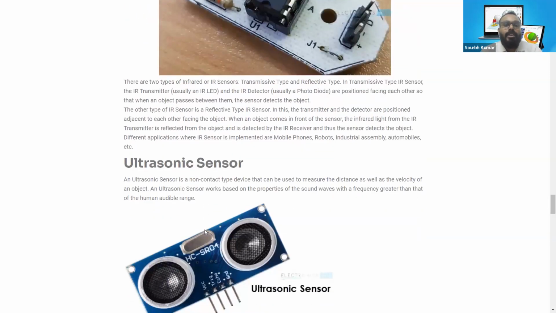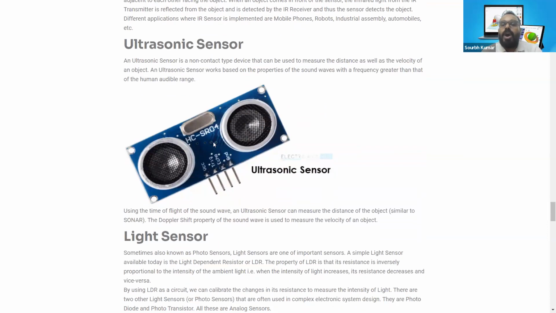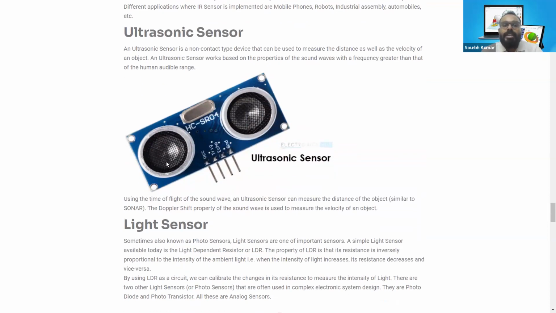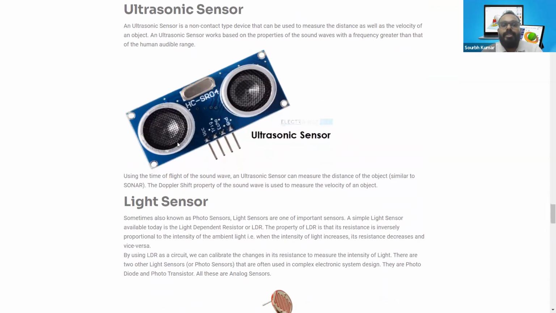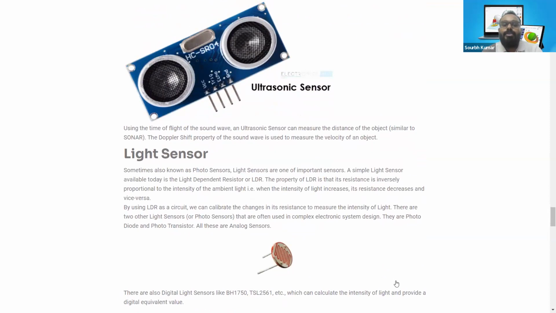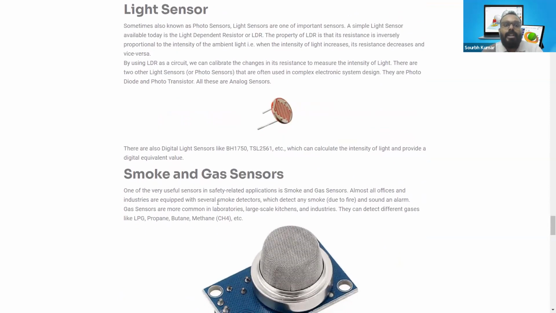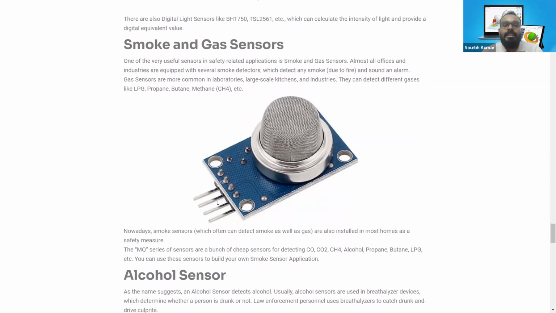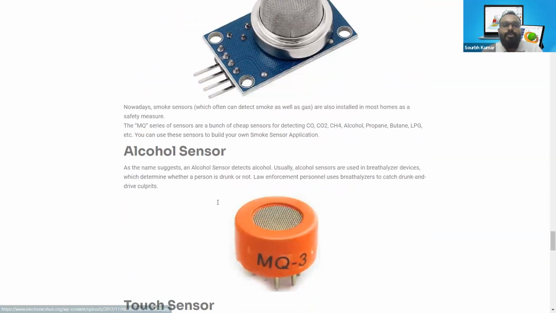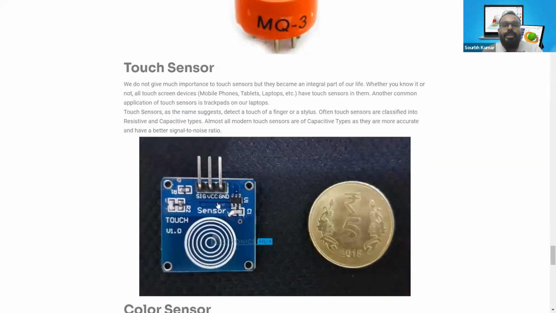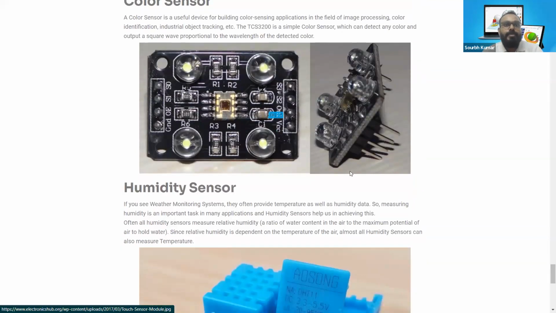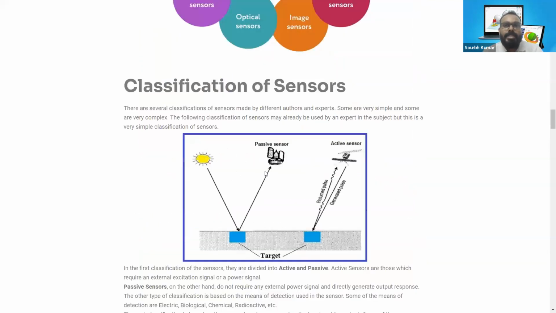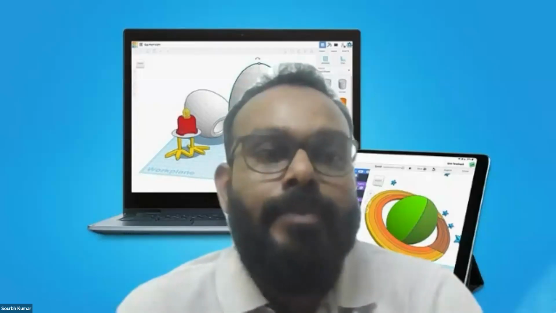The ultrasonic sensor I have already explained to you; it has a structure like two eyes. One is the transmitter and the other is the receiver. The transmitter generates the ultrasonic frequency, and the receiver receives it. Similarly, we have the light sensor, smoke and gas sensor, the alcohol sensor MQ3, the touch sensor, the humidity sensor, as you can see, and the tilt sensor. So this is all about sensors and other stuff for today.